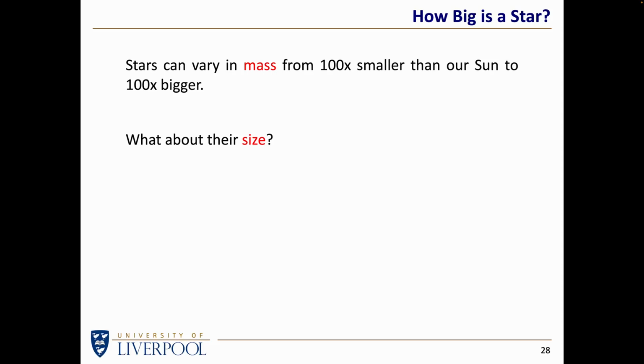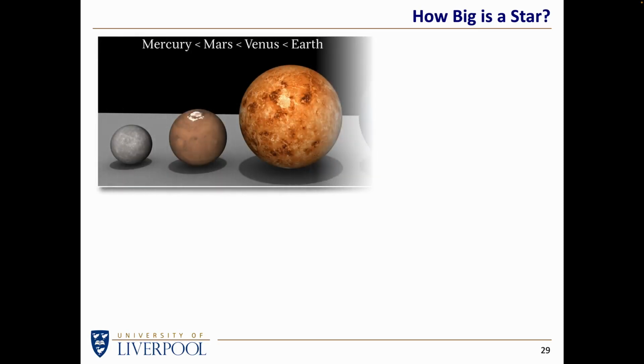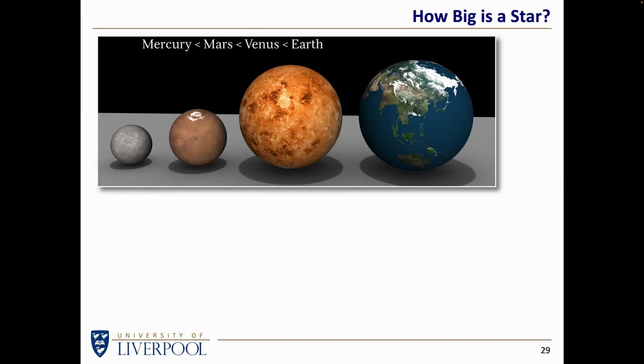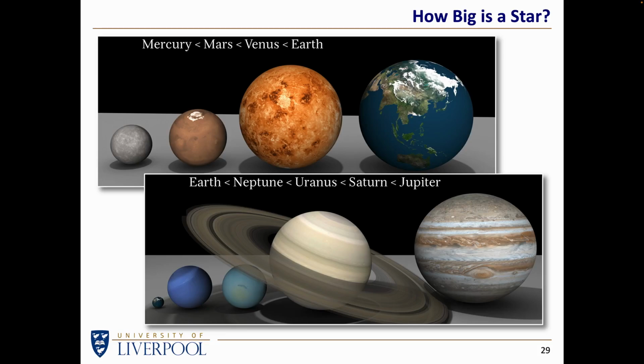So let's just take a little aside and remind us how the size can vary between stars. Let's give ourselves a sense of scale by reminding ourselves of the size of planets in the solar system. These are not in order of distance from the Sun. They're in order of size, Mercury to Earth. Let's take the Earth on the right-hand side of that panel and put it on the left-hand side of the next panel. And now we see that Earth is quite small compared to the ice giants, Neptune and Uranus, and very small compared to the gas giants, Saturn and Jupiter. Jupiter, of course, the largest planet in the solar system. Let's play that same trick again.